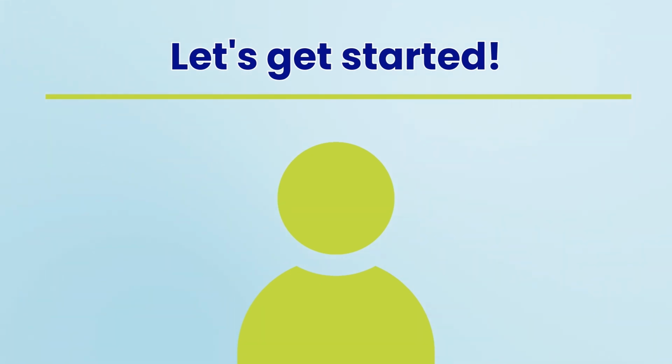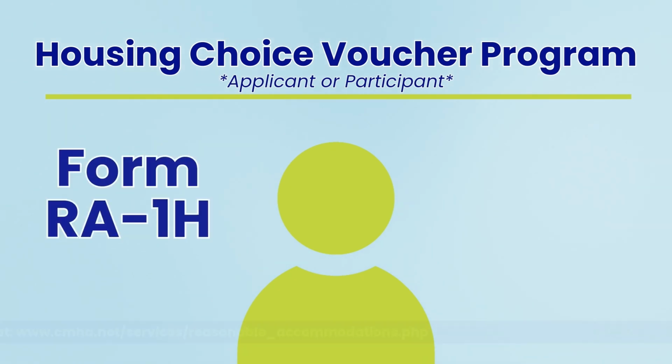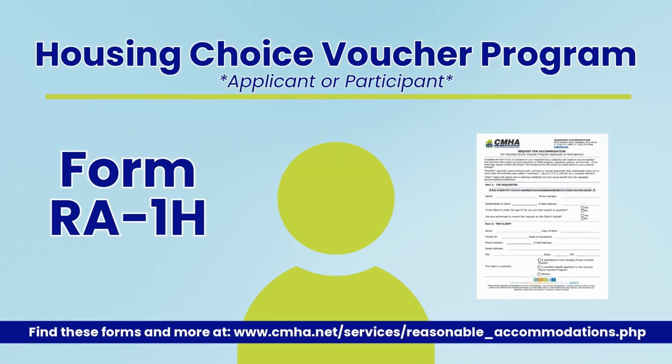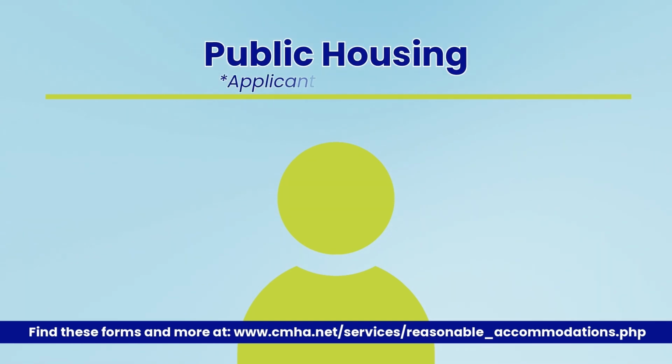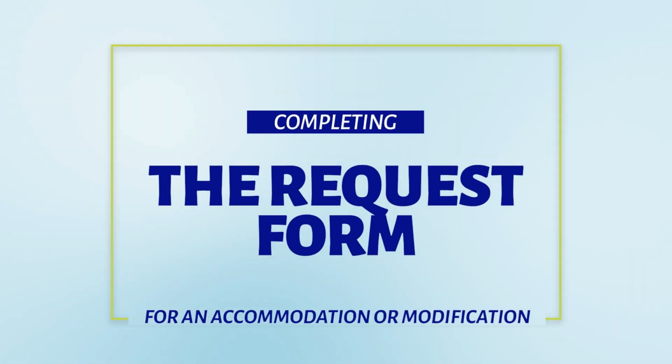If you are a Housing Choice Voucher Program applicant or participant, you will need to complete Form RA-1H. If you are a public housing applicant or resident, you will complete Form RA-1L. Let's walk through these forms together.